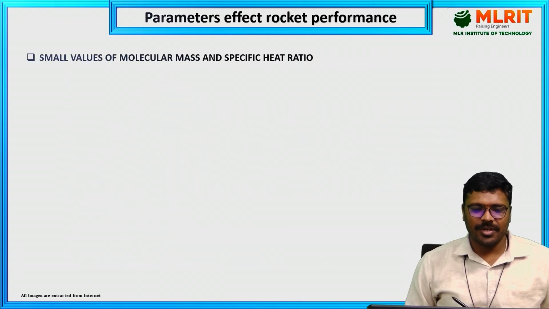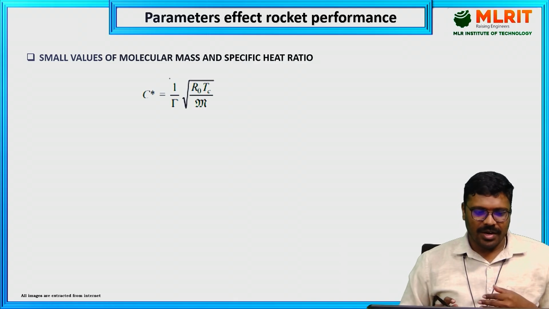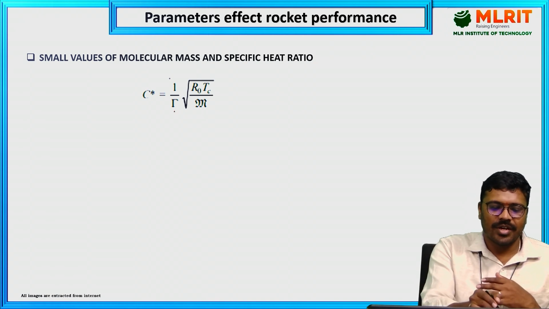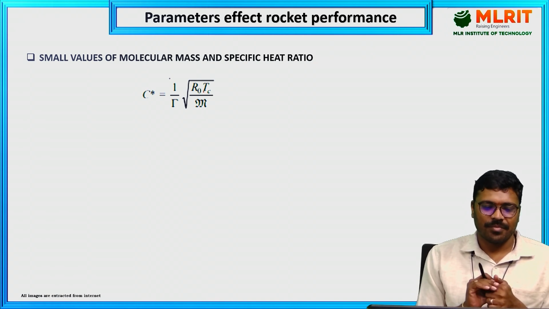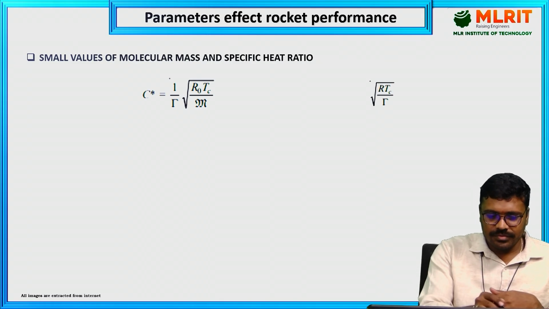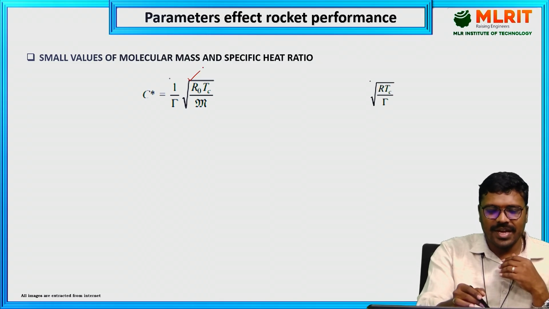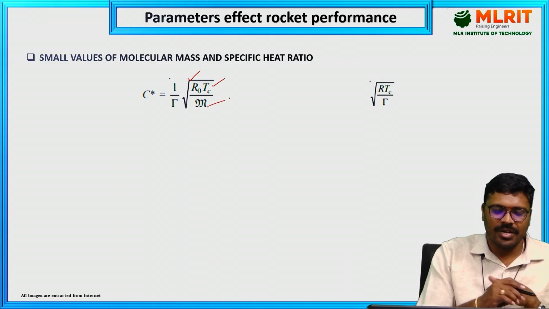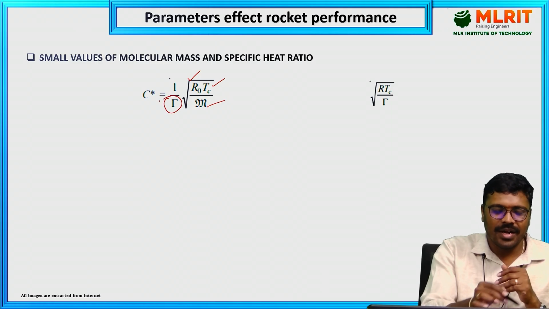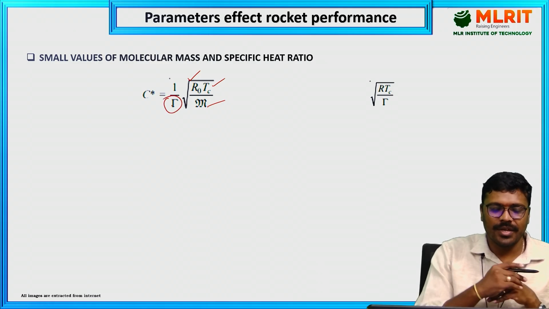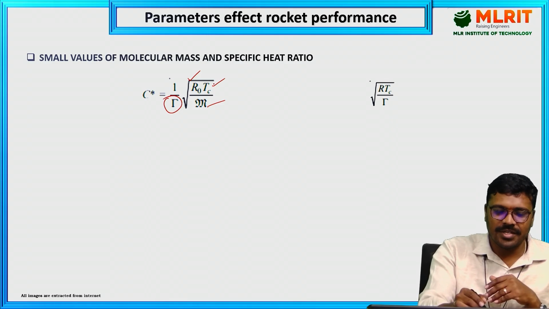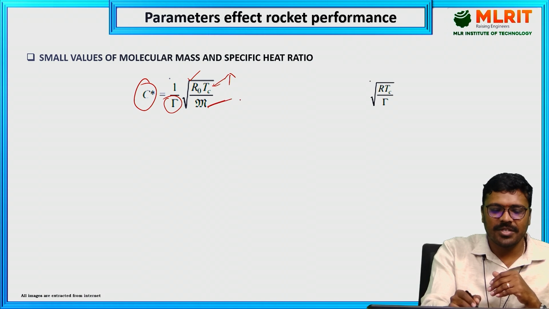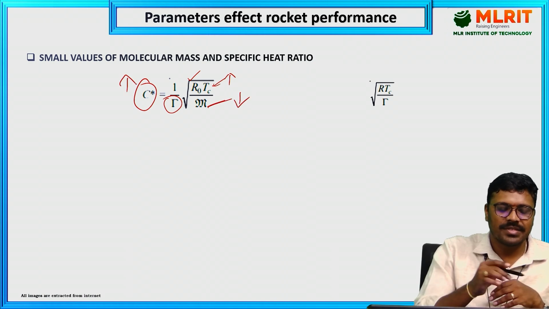Next, the performance parameters that affect the rocket. Coming to the characteristic velocity we have gone through in the nozzles, C star is equal to 1 by gamma-function tau into the square root of R naught into Tc by m. Here R naught is the universal gas constant, Tc is the temperature of combustion in the combustion chamber, and m is the molar mass of the gases. So the specific heat ratio should be low, the temperature of the combustion product should be high, and the molecular mass of the combustion product should be low to get maximum C star.